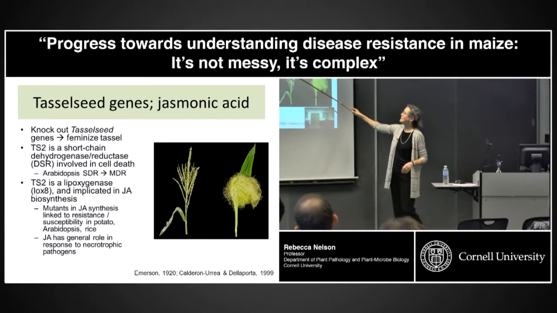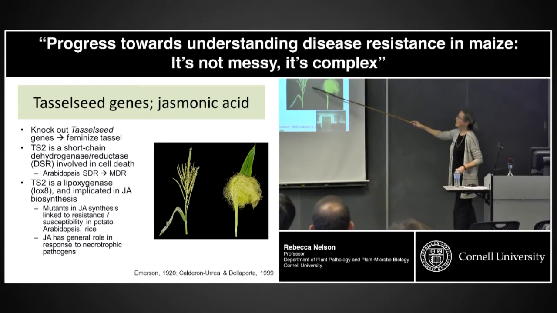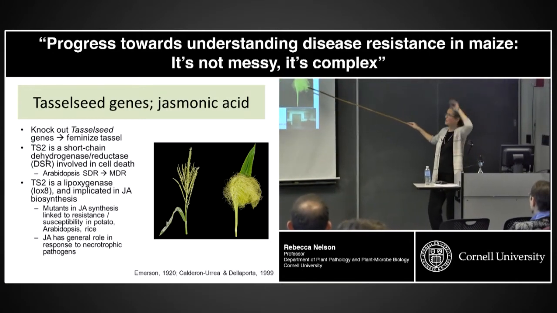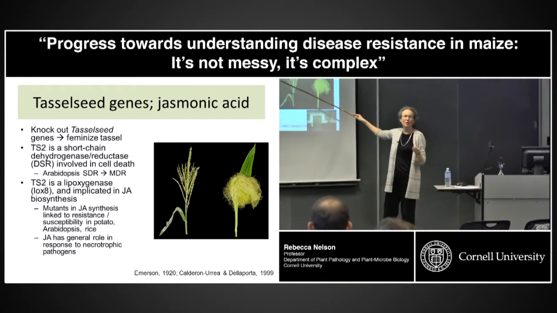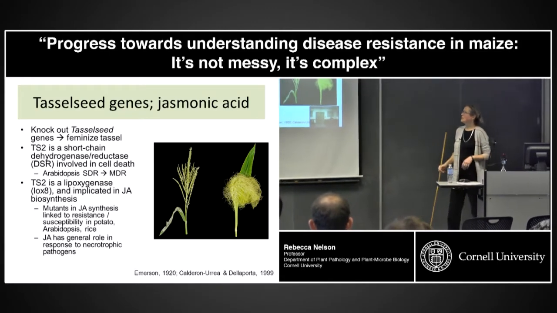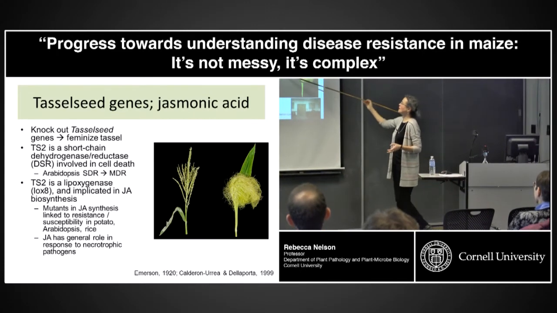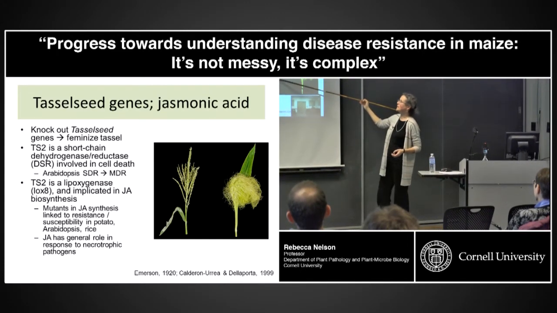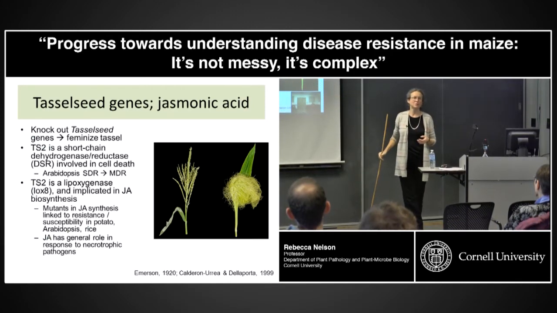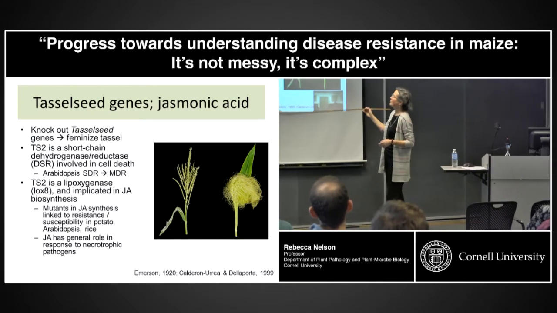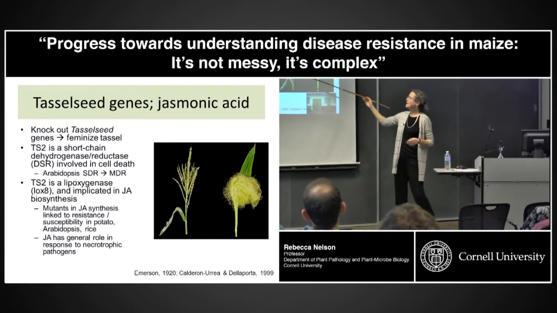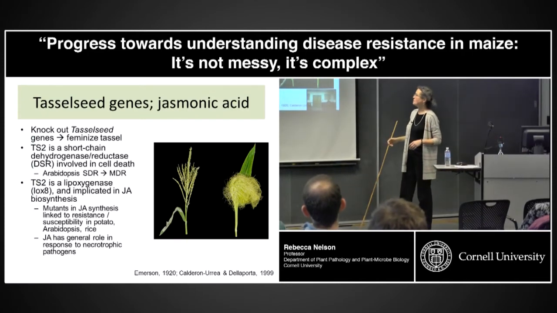If you knock out the tassel seed genes, you get this feminization of the tassel. Instead of getting male gametes, you're getting seeds growing on the tassel at the top of the plant. Tassel seed 2, the one that was associated with resistance, is a short chain dehydrogenase reductase. In normal pollen development, that tassel seed 2 gene is involved in the cell death process, and often defense-related genes are involved in cell death. There is an Arabidopsis short chain dehydrogenase reductase that has been implicated in multiple disease resistance, so that's encouraging.